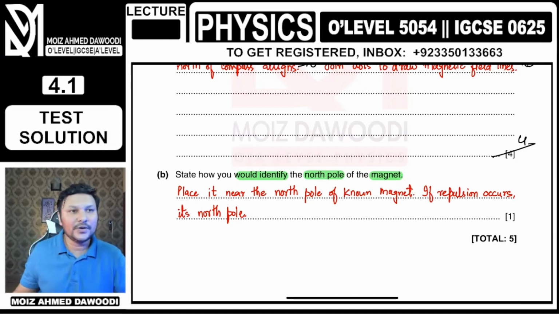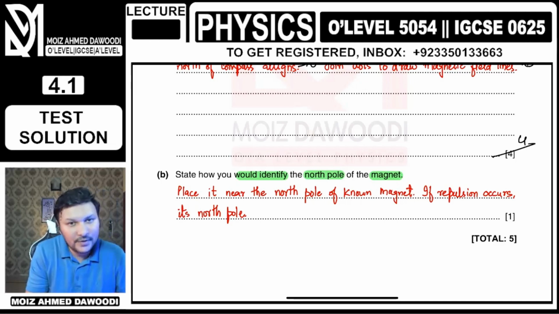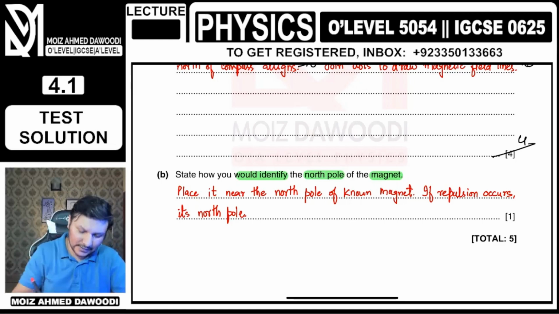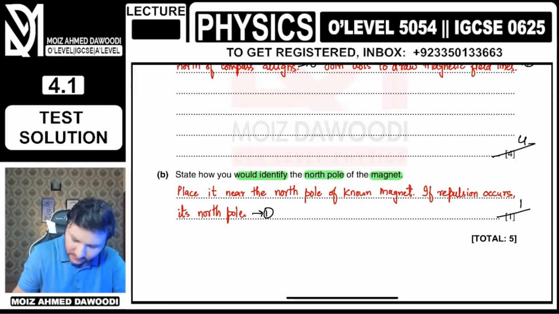You can write it down as: place the magnet near the magnetic compass. If the tail of the compass, or the south of the compass, is coming towards the end of the pole, that is the north. So you can also write the answer like this. This will give you 1 mark.